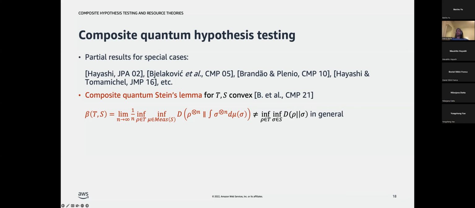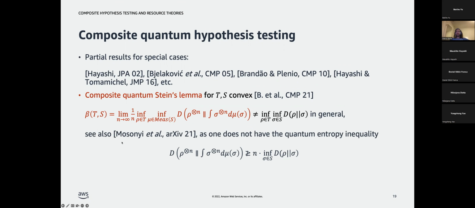And indeed, we can construct examples. So we can give convex sets of rhos and sigmas for which these two sides are not the same, so for which we really need this multi-letter formula. One can see an underlying technical reason why this is not true: contrary to the classical setting, we cannot lower bound this relative entropy distance between rho tensor n and these convex combinations as n times the relative entropy distance between rho and sigma, where we minimize over sigma. For n equal one, this might not hold, but classically it holds approximately for large n, and then in the asymptotic limit it holds exactly. This is what allows this simple and clear quantification in the classical case, but quantumly there are actually counterexamples to this entropy inequality.